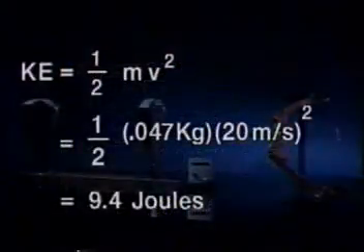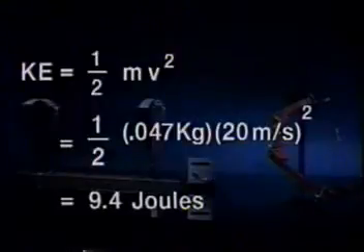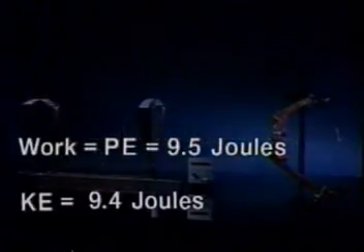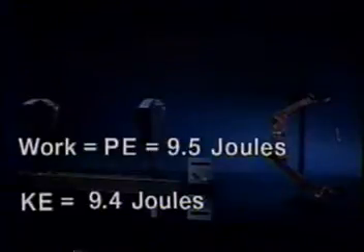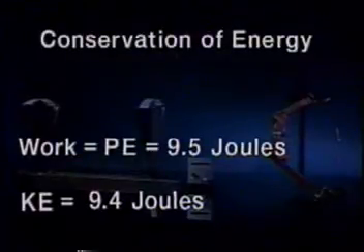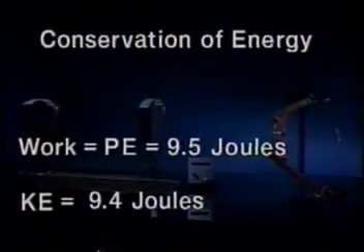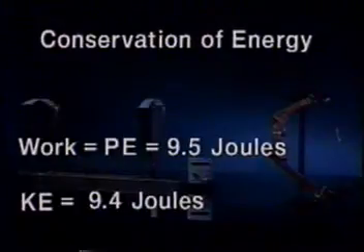With the velocity and mass known, the kinetic energy of the arrow is determined to be 9.4 joules. This kinetic energy value closely agrees with the work and potential energy previously measured. It's evident that energy can be transformed from one form to another and transferred from one object to another. However, the total amount of energy remains constant.